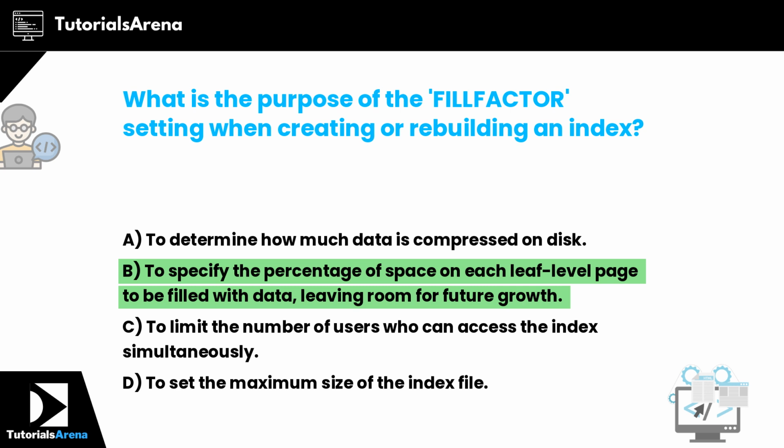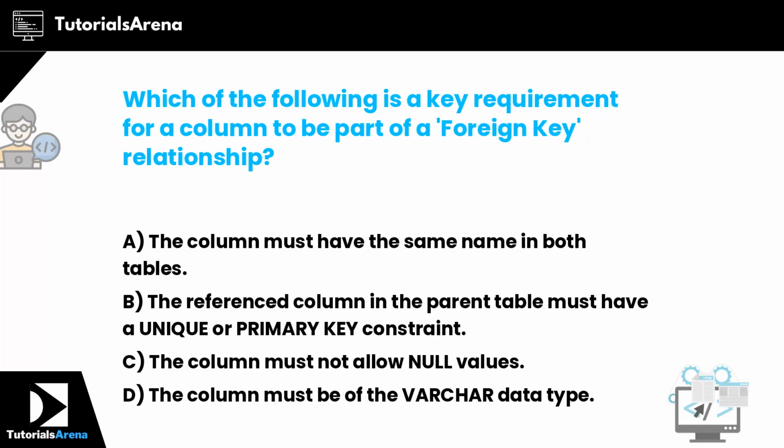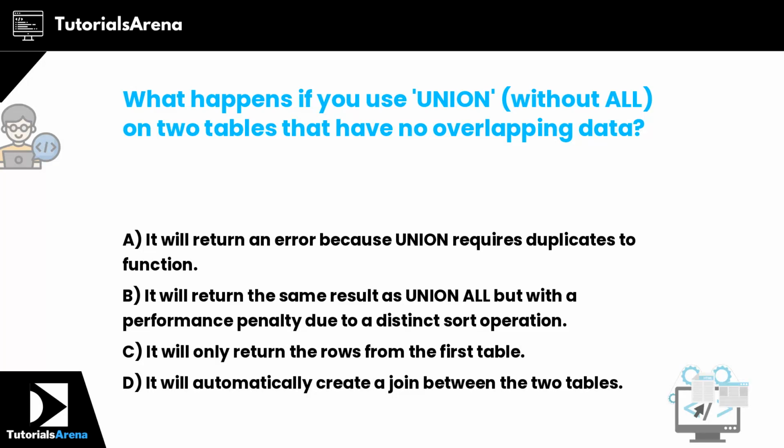Which of the following is a key requirement for a column to be part of a foreign key relationship? Answer is B, the reference column in the parent table must have a unique or primary key constraint. What happens if you use union, without all, on two tables that have no overlapping data? Answer is B. It will return the same result as union all, but with a performance penalty due to a distinct sort operation.